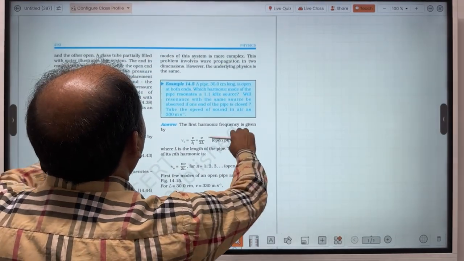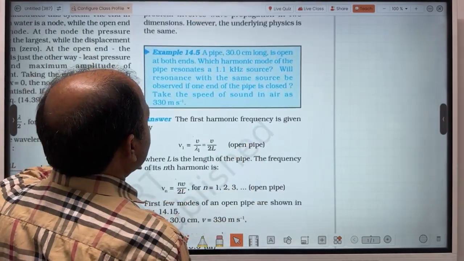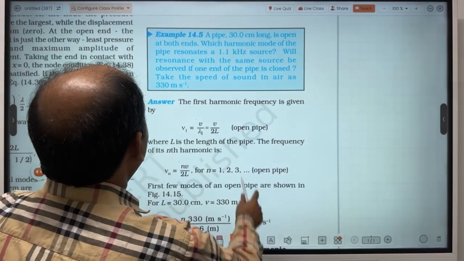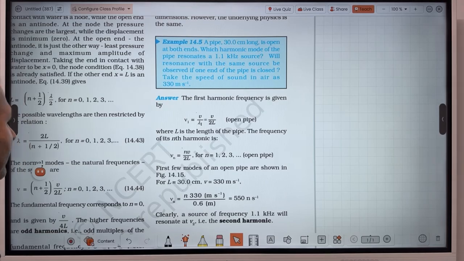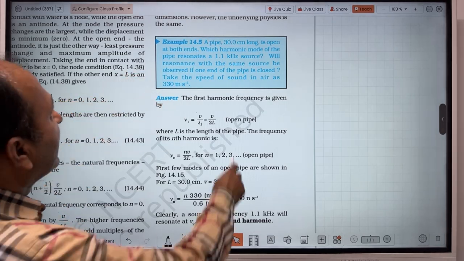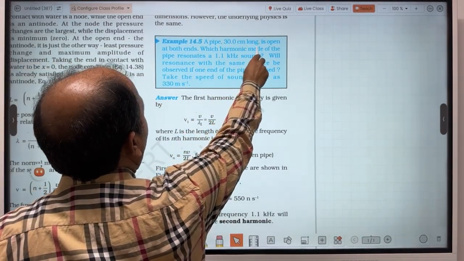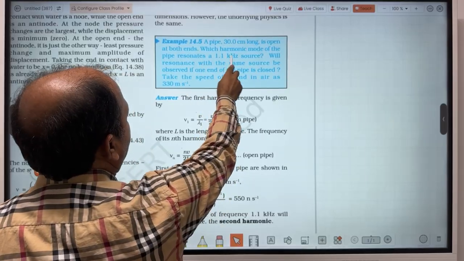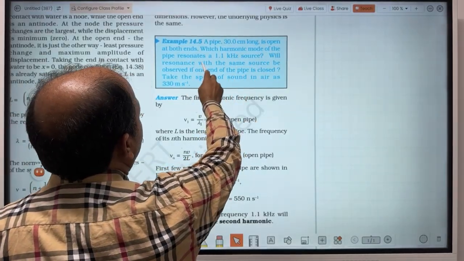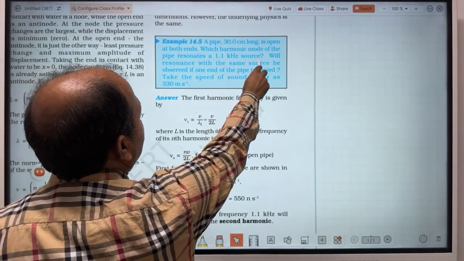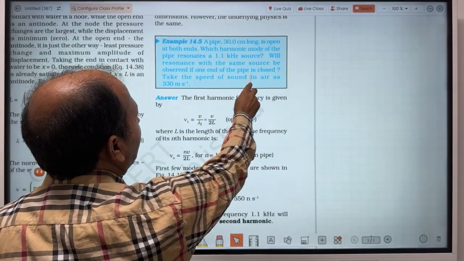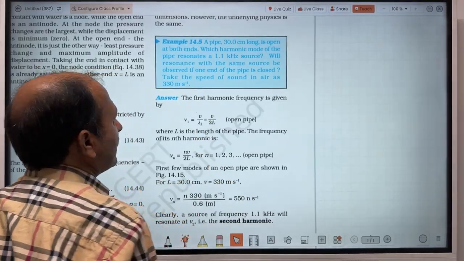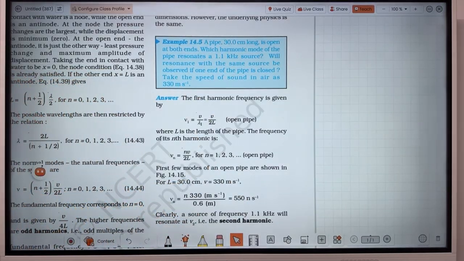Now we are going to see one important numerical here, and then we will apply the conditions as we have already studied. A pipe 30 centimeter long, this is the value of length, is open at both ends. Which harmonic mode of the pipe resonates at a 1.1 kilohertz source? Will resonance with the same source be observed if one end of the pipe is closed? Take the speed of sound in air as 330 meter per second.